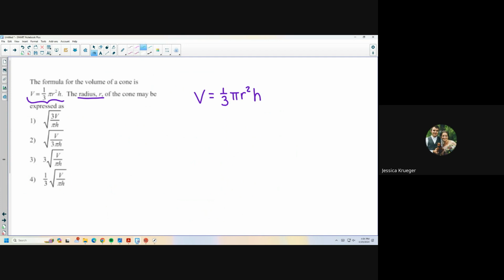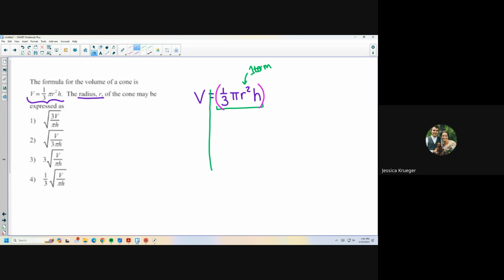The first thing I want to take a look at is where is R and how many terms is it in? So R is right here. All of these things are multiplied together, so this is a single one term. So I can multiply and divide to try to get things by themselves. The first thing I'd like to get rid of is this fraction.